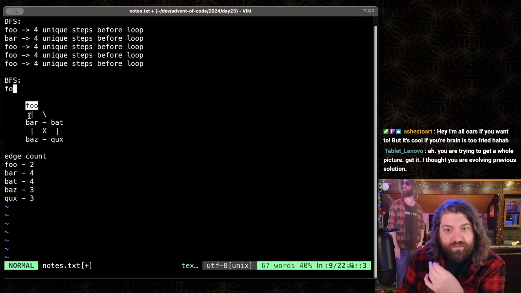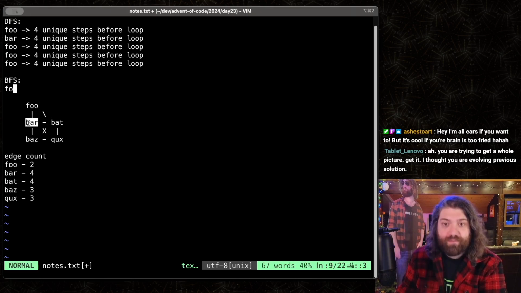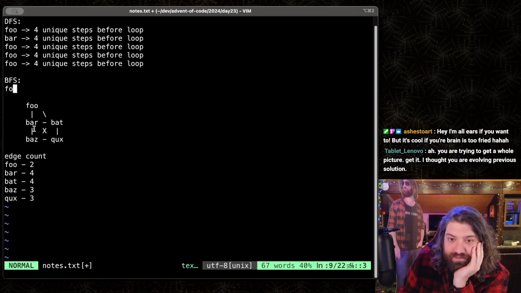So if we start at foo, we know we have 2 edges. That's cool, so we can go down either one. Let's walk down to bar. Bar has 4 edges. That's really cool. We can't go back up. We've already visited there. So let's walk down here. Baz has 3 edges. We can walk here. You have 3 edges. We can walk here. You have 4 edges. We can't walk anywhere else because we visited them.